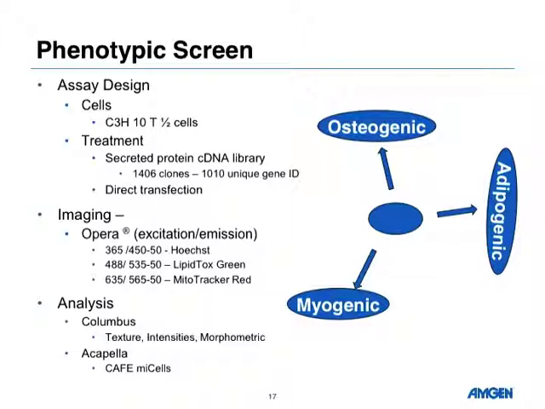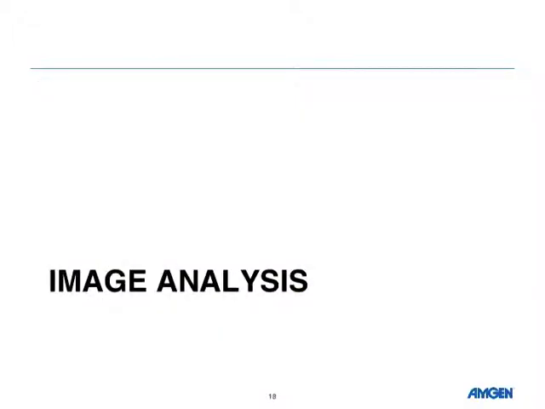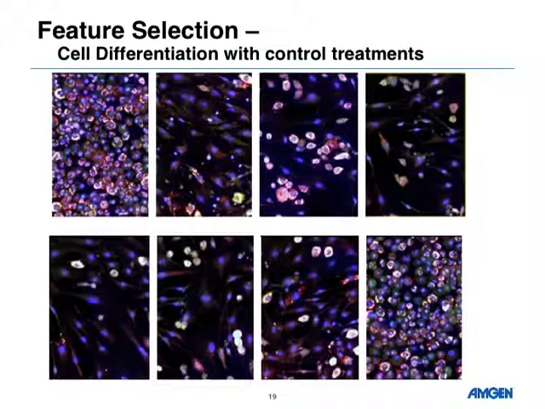Again, imaging on the Opera, with analysis in a package called Columbus or Acapella. So in terms of feature selection, these are the same cells that have been treated with different soluble proteins, and they go in a lot of different directions. As you start to look at this, it's not just looking for the nuclei and saying this is brighter, dimmer, red, or green. You're looking at a lot of different characteristics.